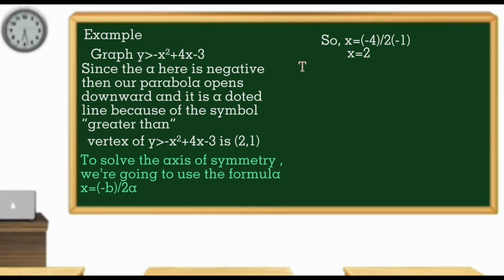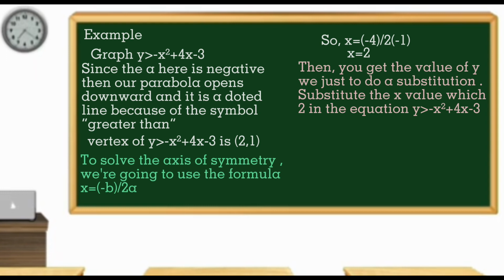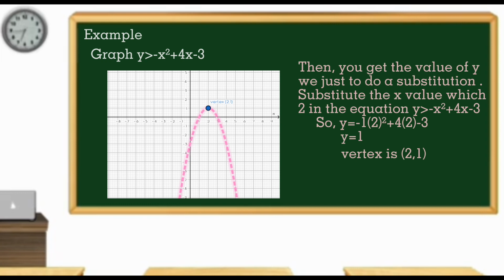Then, to get the value of y, we just do a substitution. Substitute the x, which is 2, in the equation. So, y is equal to negative 1 times 2 squared plus 4 times 2 minus 3, which is equal to 1. So, the vertex is 2, 1.